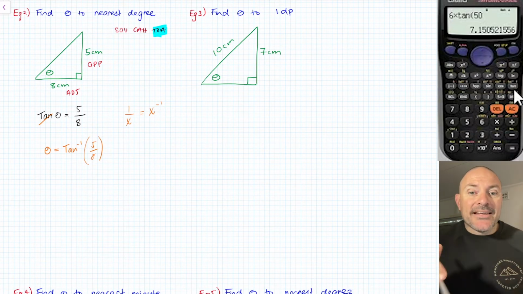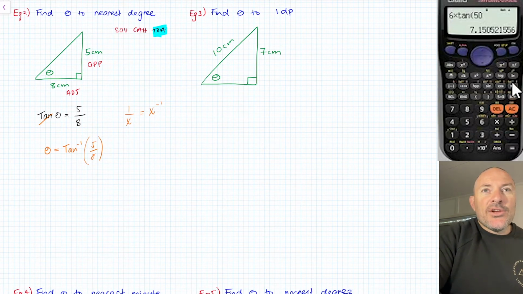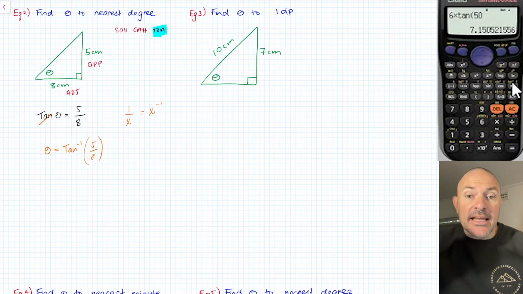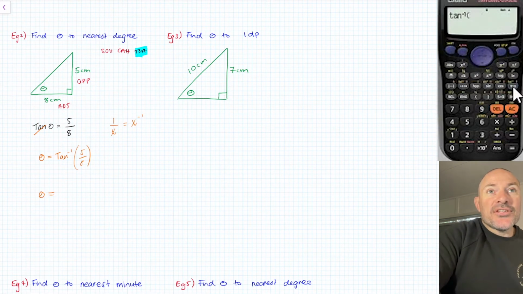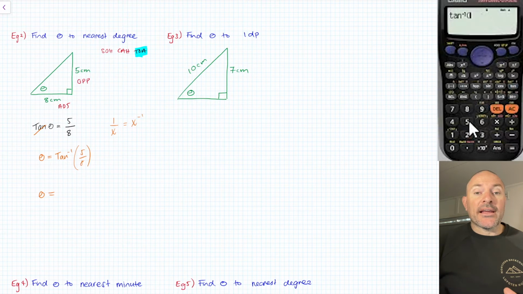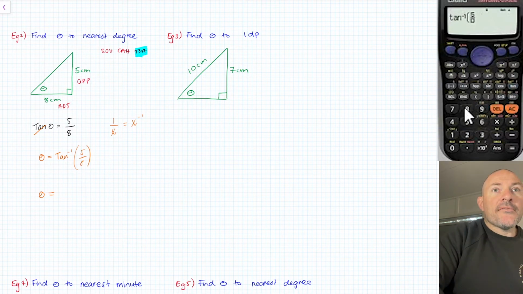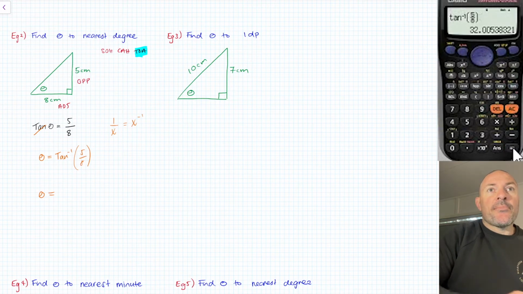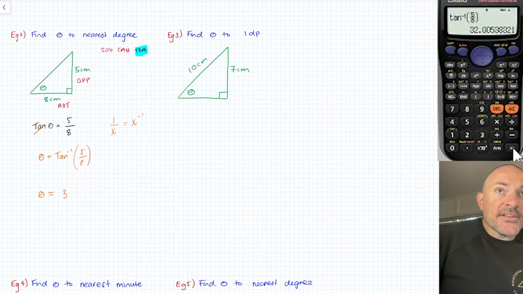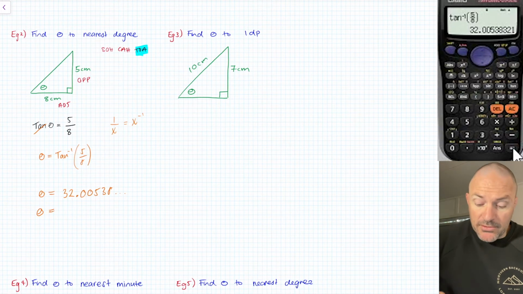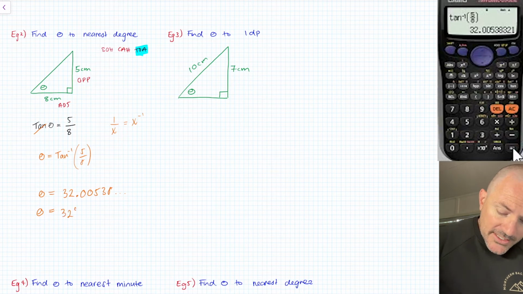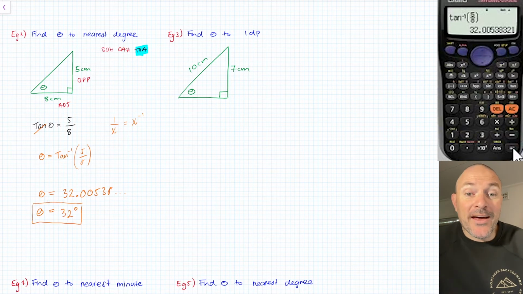And if you look at your tan key, and I can see it here on the screen, you look up in yellow, you can see it says tan to the negative 1, which means for us, we can actually press our shift tan, and you see the tan negative 1 comes up. I can type in my 5 over 8. I'm going to close those brackets, of course. I'm going to press equals, and it comes up with 32.00538... Now, it says to the nearest degree. That means the nearest whole number, which of course would be 32 degrees. And that's your first question now where you found the angle.